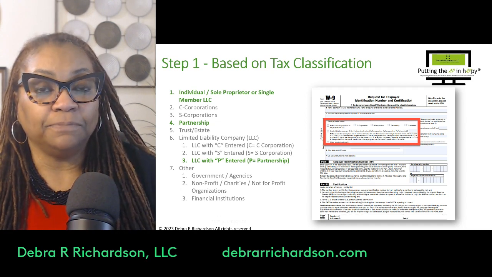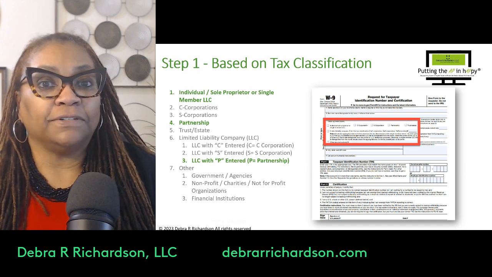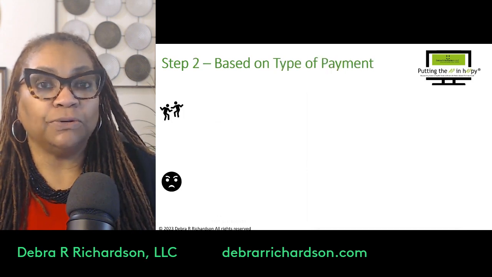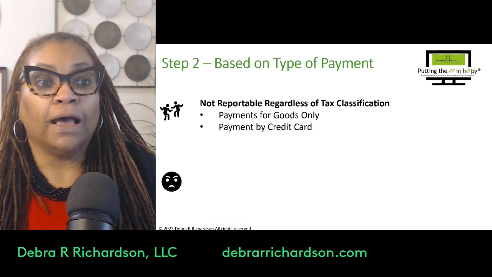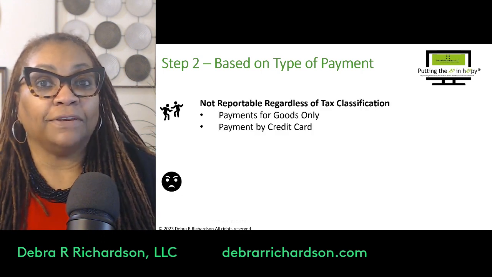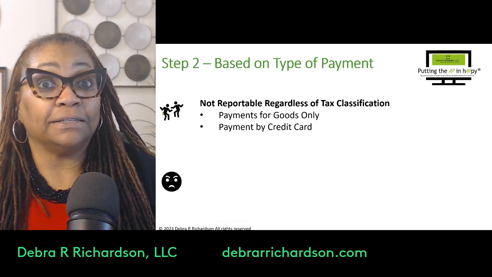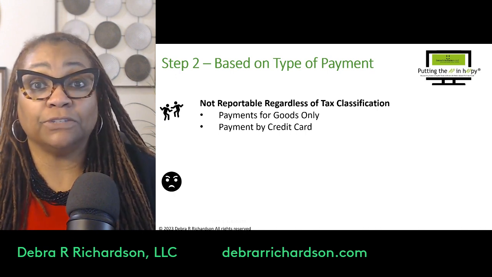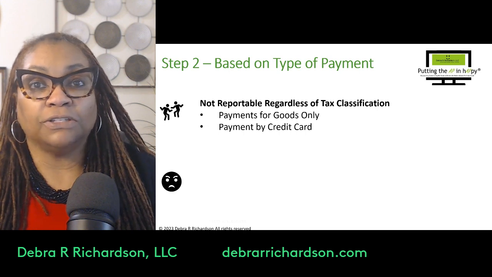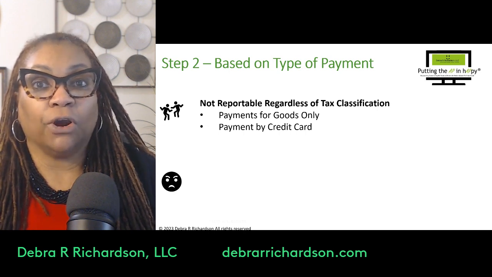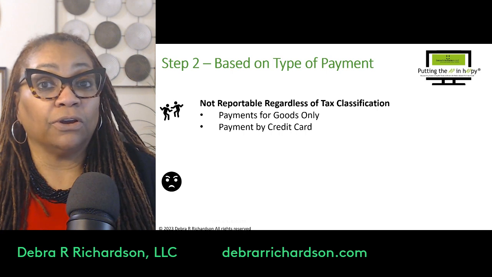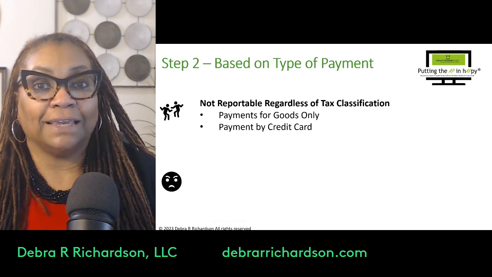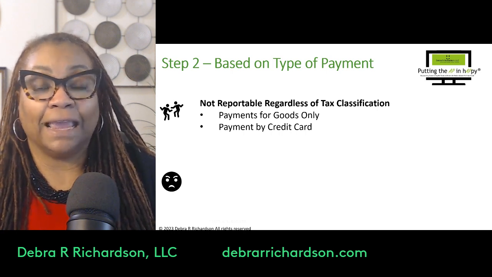And then you also have to check step two, which is based on the type of payment that you made to them. So the first one I have here, you've got the vendors dancing because they are not reportable. See, these types of payments are not reportable regardless of tax classification, and that is payments for goods only. And then also a payment by a credit card, which means the credit card issuer is going to issue that 1099, in this case a 1099-K.